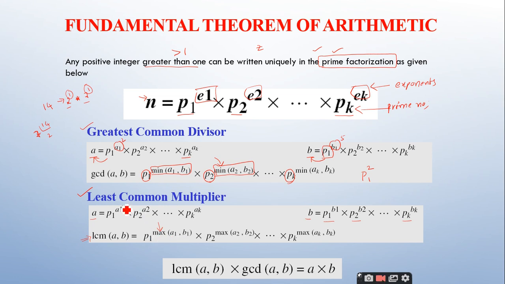Let us continue with the same example. Let us take this A1 as 2 and B1 as 5. While calculating the LCM of A comma B, this becomes P1 power max of 2 comma 5. Therefore this becomes P1 power 5, because the maximum value of 2 and 5 is 5. So this is how the least common multiple is calculated by making use of the factorization technique.